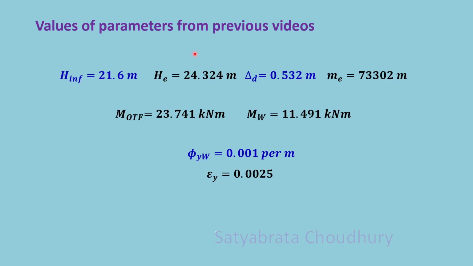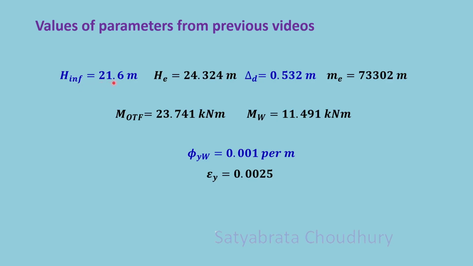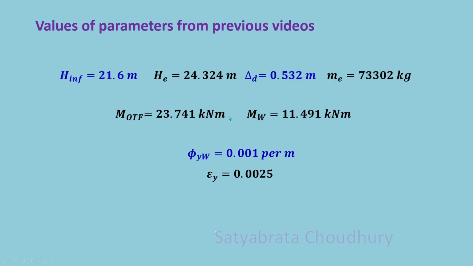Now from the previous 3 videos, we have the information of the different parameters like the inflection height 21.6 meter. Effective height we shall not be requiring today. This design displacement delta D is 0.532 meter. Equivalent mass 7302 kg. Overturning moment on the frame as tabulated in the previous videos is 23.741 kilonewton meter. MW, the moment at the base of the wall, is 11.491 kilonewton meter.